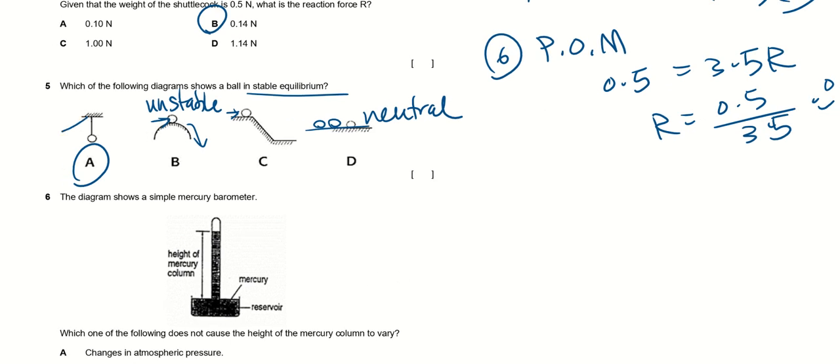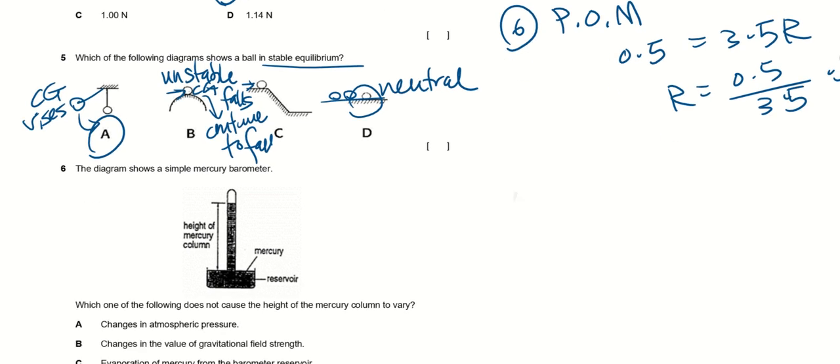But A, if I move it higher, the CG rises. Remember, we talked about this in class. And then it will fall. But for here, the CG falls. For B, it will continue to fall. Okay. For D, it doesn't matter. The CG is still at the same position.